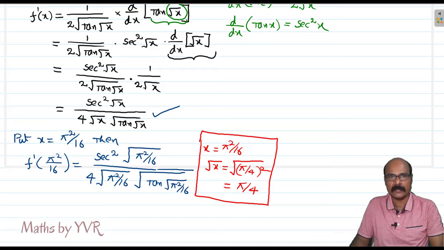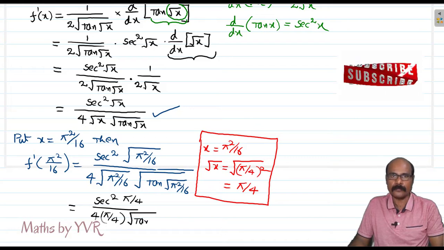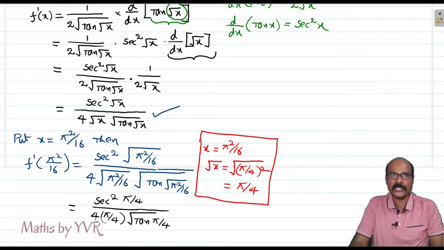Now what we will get here in the step? Secant square pi by 4 by 4 into pi by 4 into root tan pi by 4. Now we can substitute the value of secant pi by 4 and tan pi by 4. So before going to substitute secant pi by 4 and tan pi by 4, if we observe the denominator part, 4 get cancelled. Then what we will get in the new step?